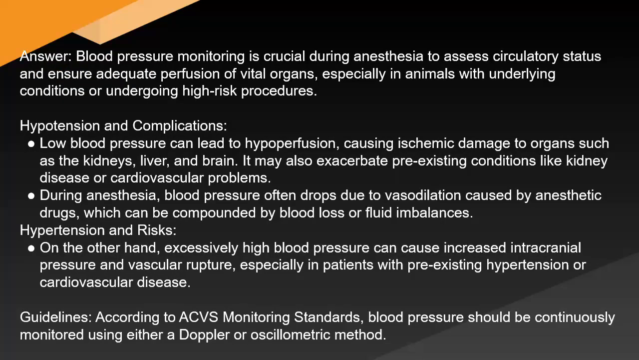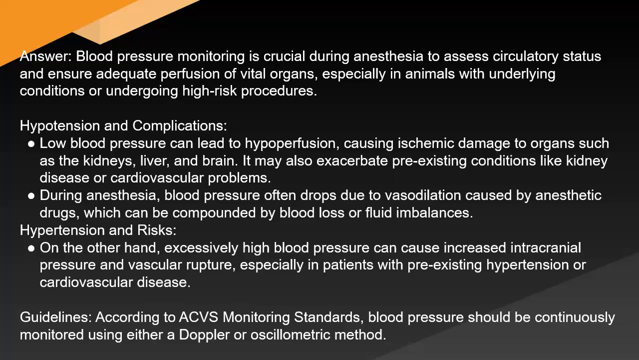Answer: Blood pressure monitoring is crucial during anesthesia to assess circulatory status and ensure adequate perfusion of vital organs, especially in animals with underlying conditions or undergoing high-risk procedures. Hypotension and complications: Low blood pressure can lead to hypoperfusion, causing ischemic damage to organs such as the kidneys, liver, and brain. It may also exacerbate pre-existing conditions like kidney disease or cardiovascular problems.